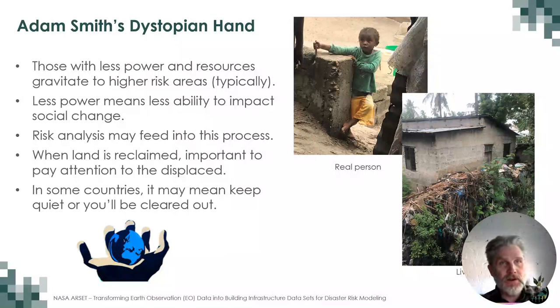And next we have something that I call Adam Smith's dystopian hand. Those with less power and resources gravitate to higher risk areas, typically. Not always, but typically. So the risk is reflected in the land values. And we see this consistently in the United States, where we've got flood risk. Those properties have lower values and tend to be where lower income people live. That's reflected globally as well. And you've got folks, including this girl who's a real person who lives right there, that live in these areas that are very high risk.